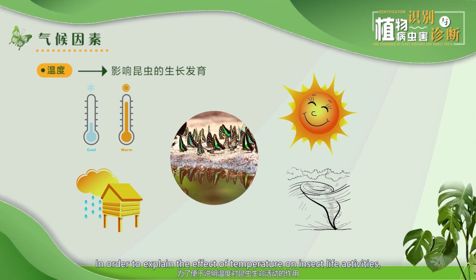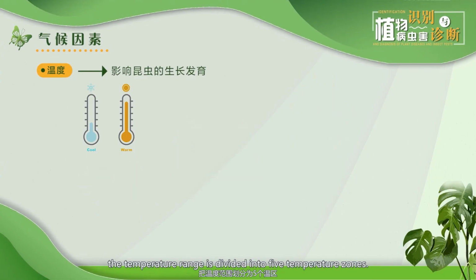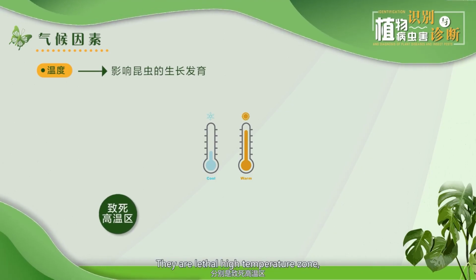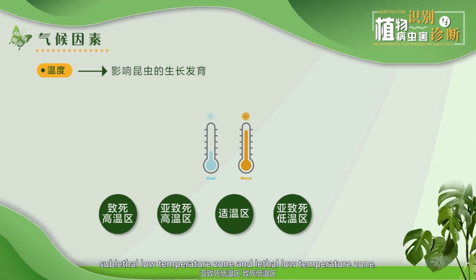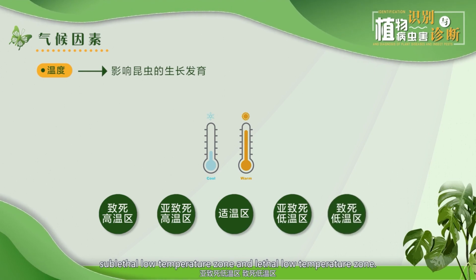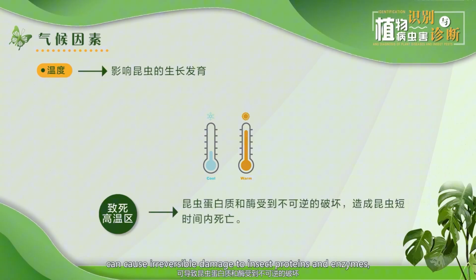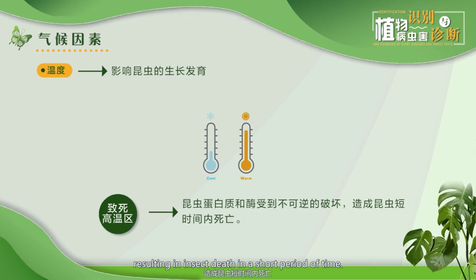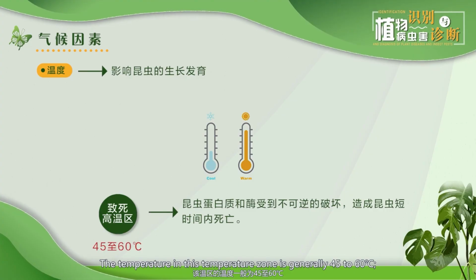In order to explain the effect of temperature on insect life activities, the temperature range is divided into 5 temperature zones. They are lethal high temperature zone, sublethal high temperature zone, moderate temperature zone, sublethal low temperature zone, and lethal low temperature zone. The lethal high temperature zone can cause irreversible damage to insect proteins and enzymes, resulting in insect death in a short period of time. The temperature in this temperature zone is generally 45 to 60 degrees Celsius.